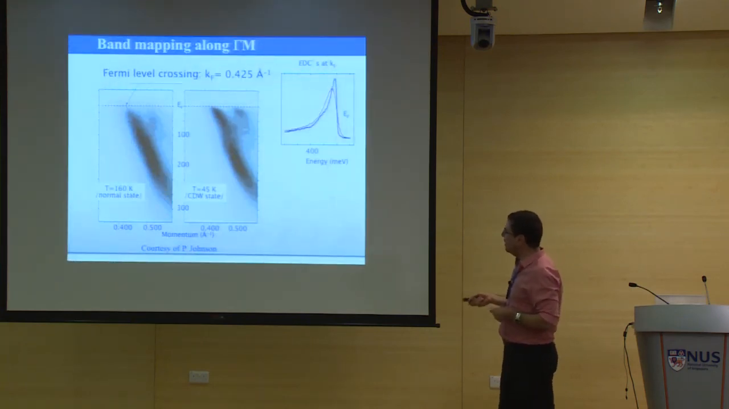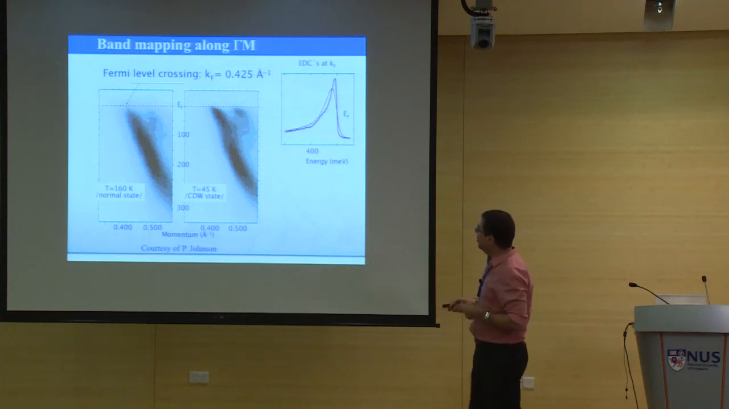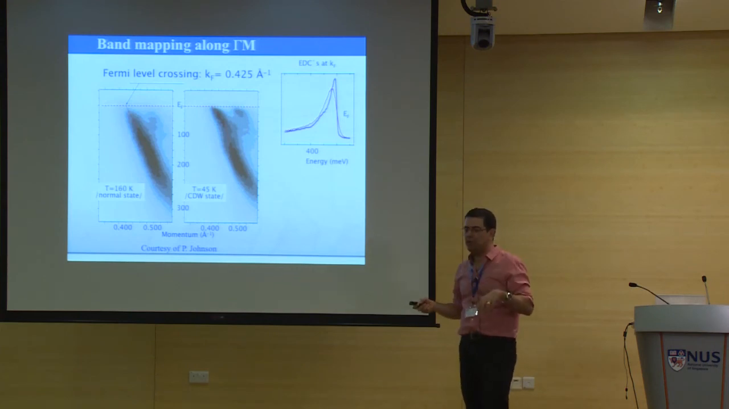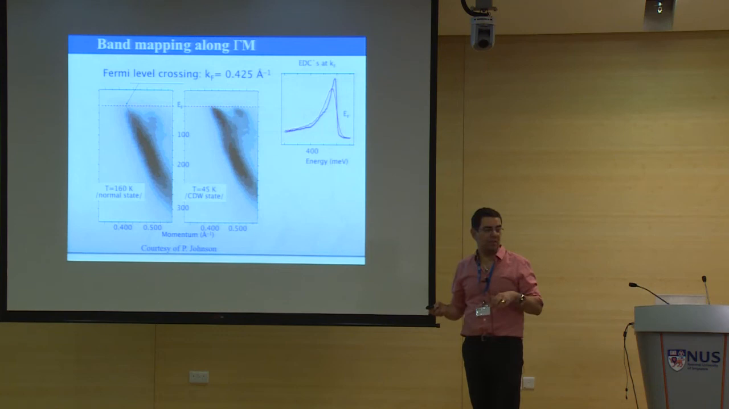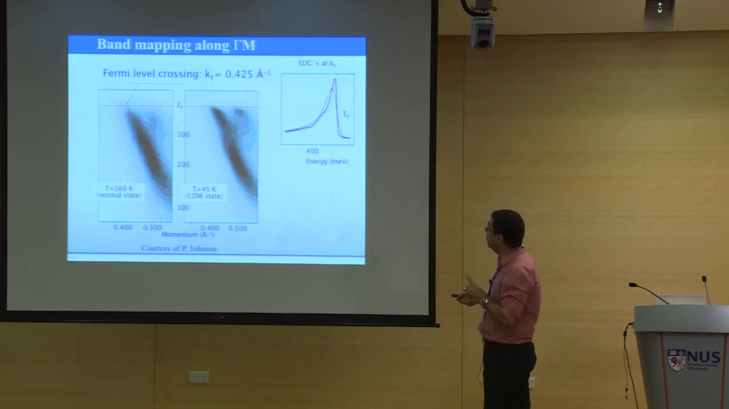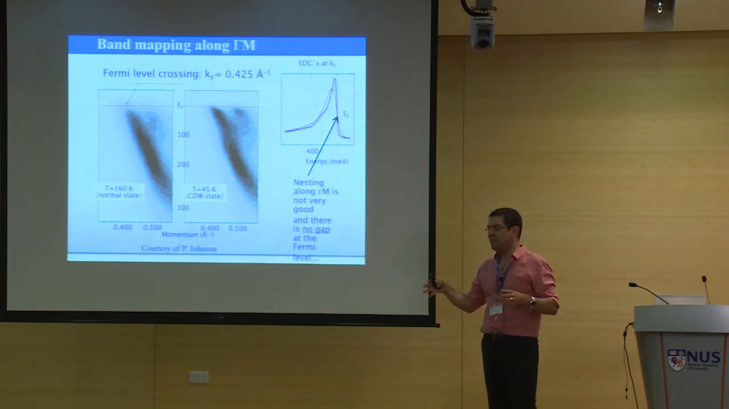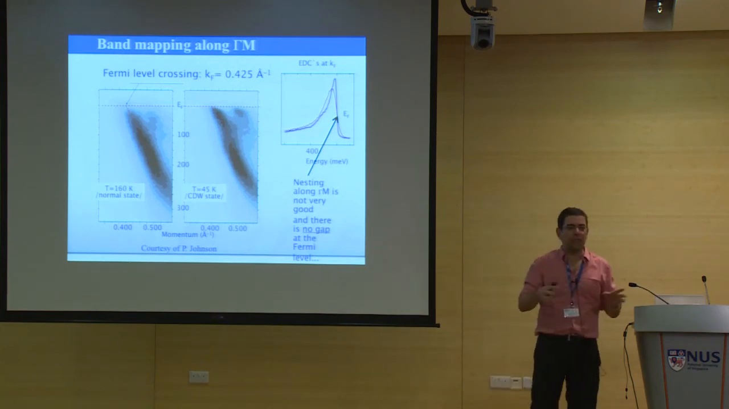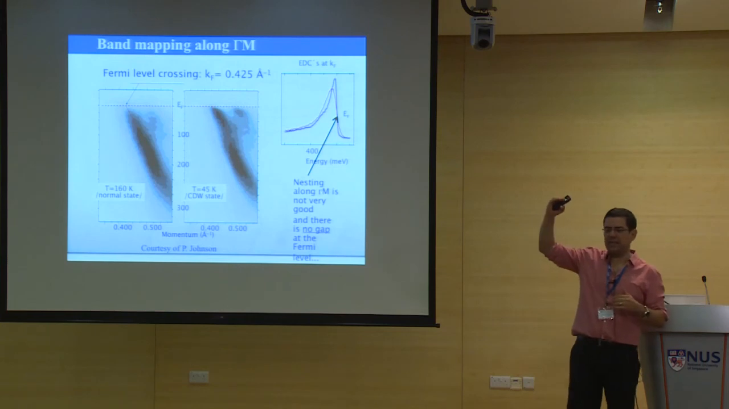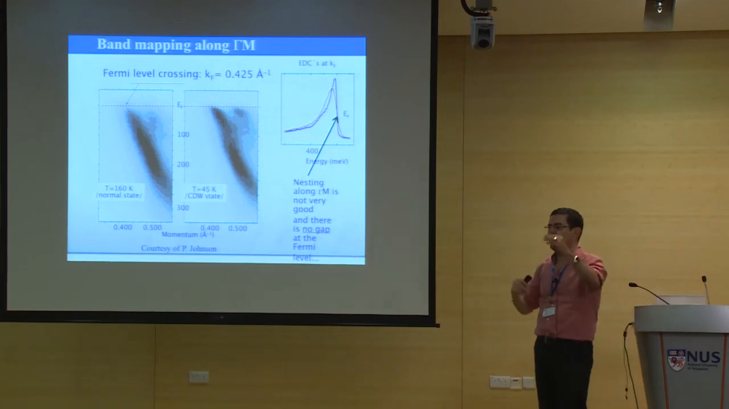In fact, this is data that was sent to me by Peter Johnson quite some time ago. This is looking at the band structure above and below the charge density wave transition. Okay? This is ARPES. And what you see here is that along the gamma-M direction, there is no gap opening. So the Fermi surface doesn't change when you go from the metal phase to the charge density wave phase. So this is a good sign.